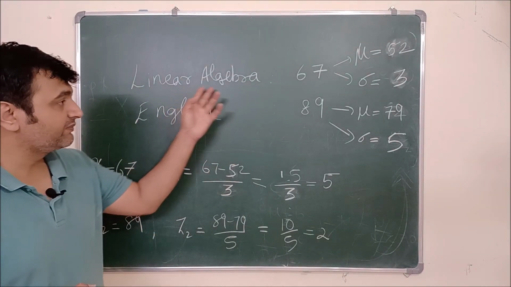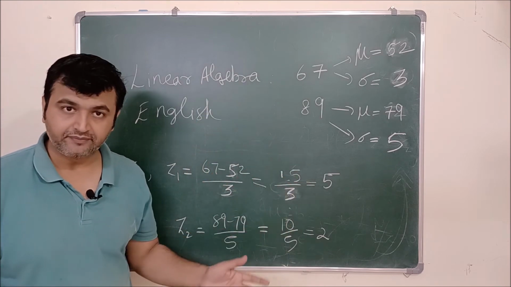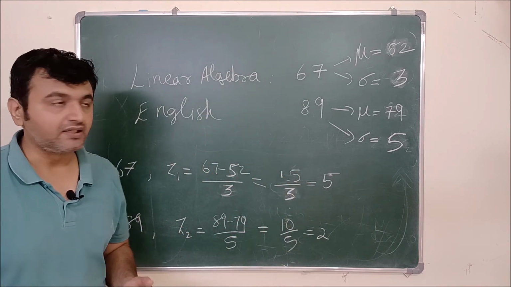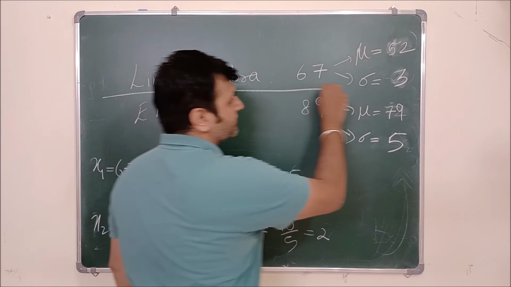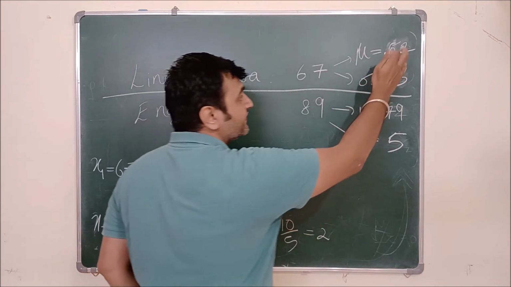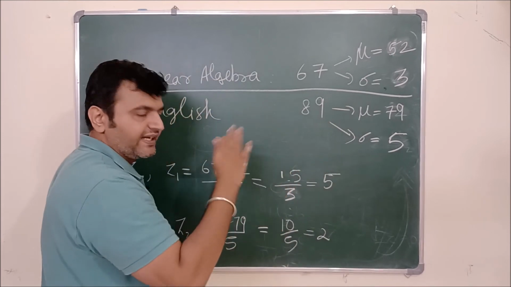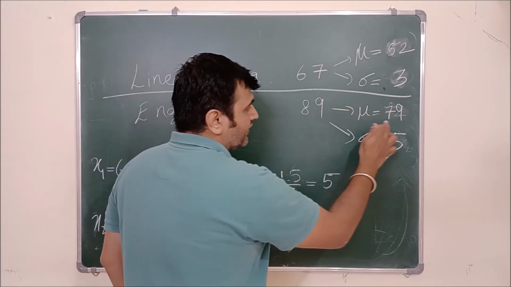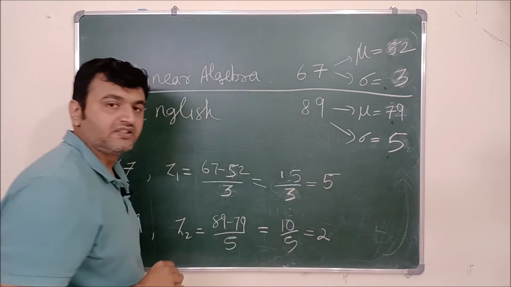Now this was linear algebra, where you got 67, and English was 89. Now as I said, you need more data. So suppose the mean for this subject is 52, that means you collect the average of all the students, the average is 52, and the standard deviation is 3. Here the average is 79 and the standard deviation is 5.